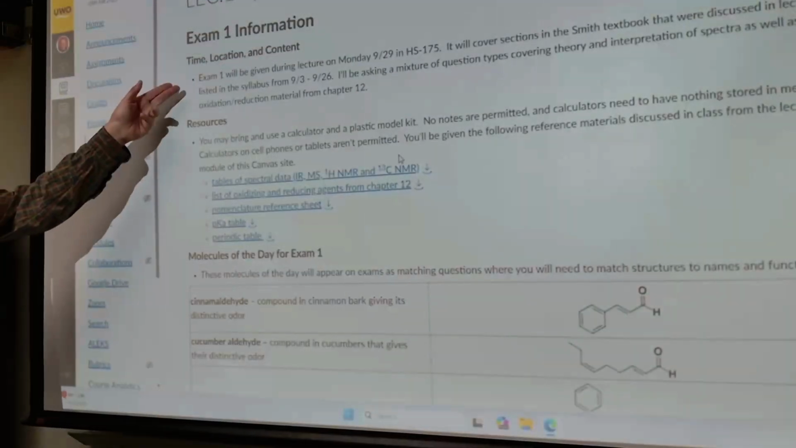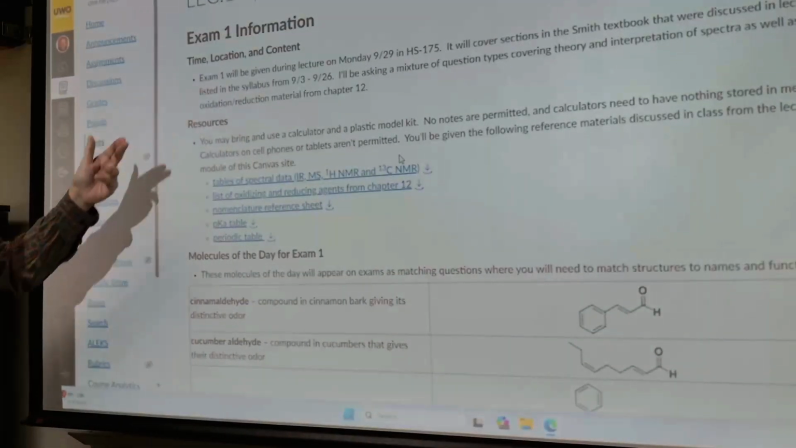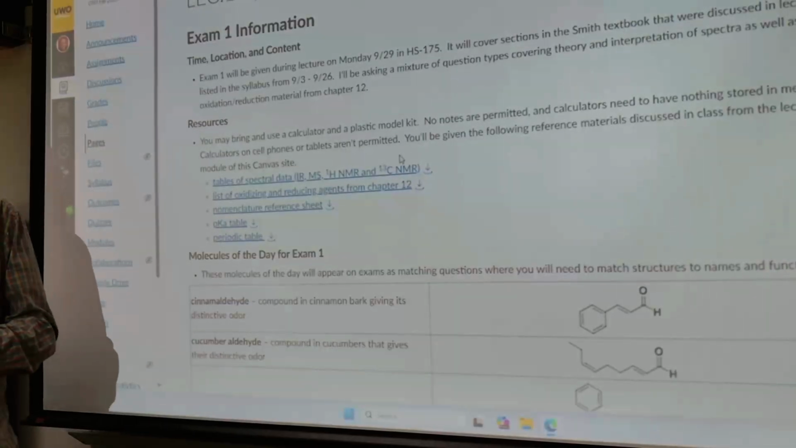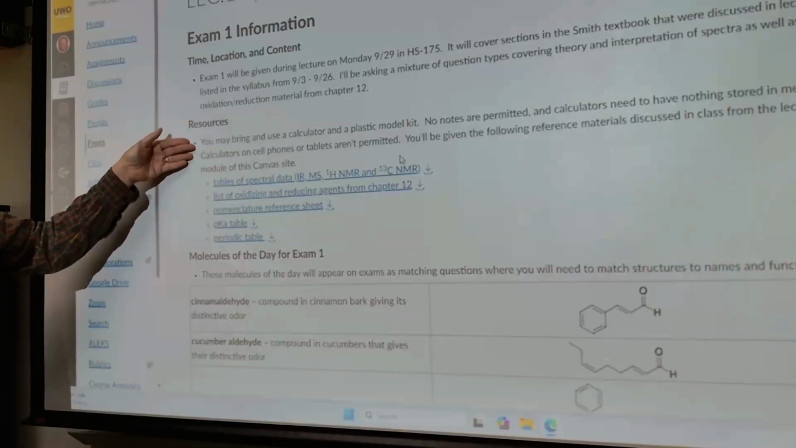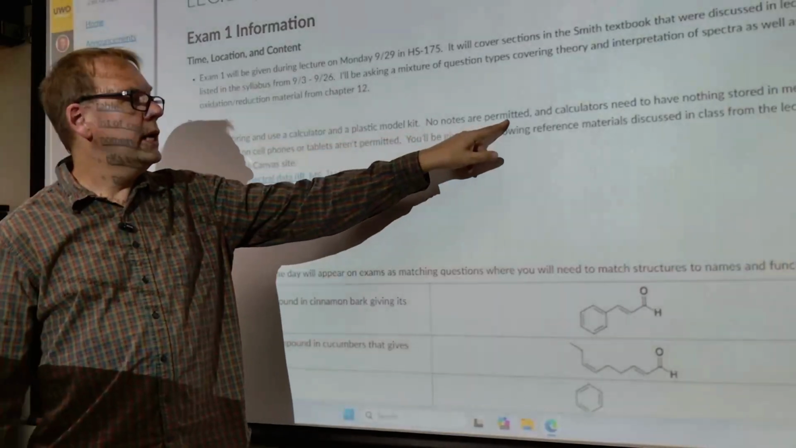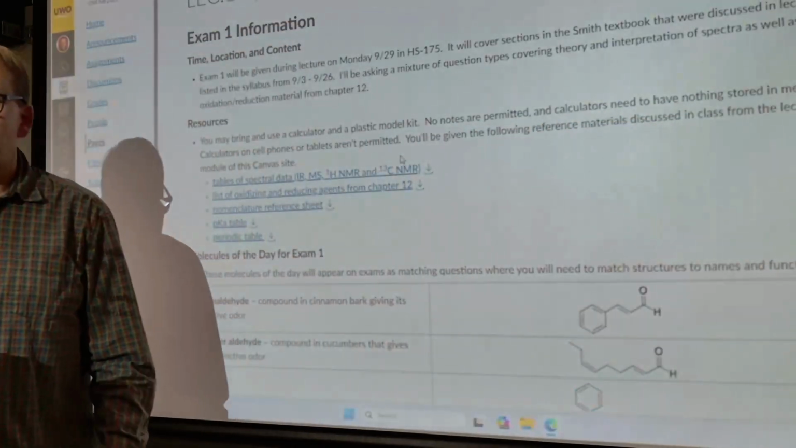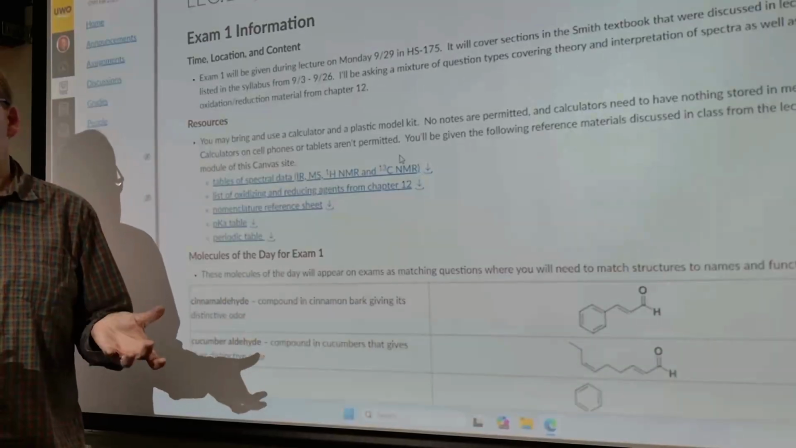So Exam 1 is going to be given in lecture on Monday the 29th, right here in this room, unless you've got other arrangements. It's going to cover material that was described in the syllabus. You're going to get a bunch of reference materials. You can bring and use a calculator and a plastic model kit. You can't bring any notes. And calculators need to have nothing stored in the memory. As long as it's not a fancy calculator that's like a tablet or a phone or something, it'll work fine.